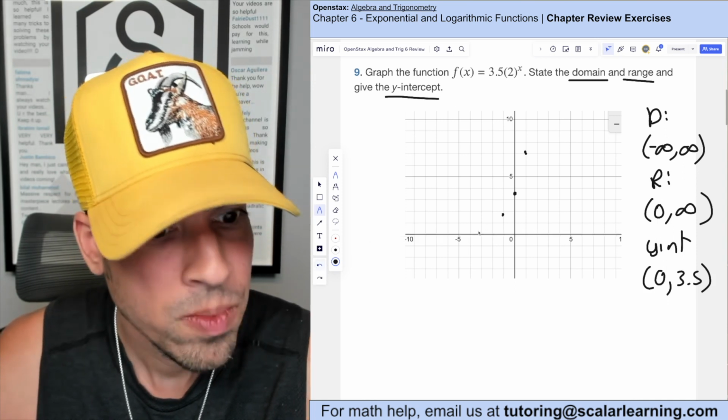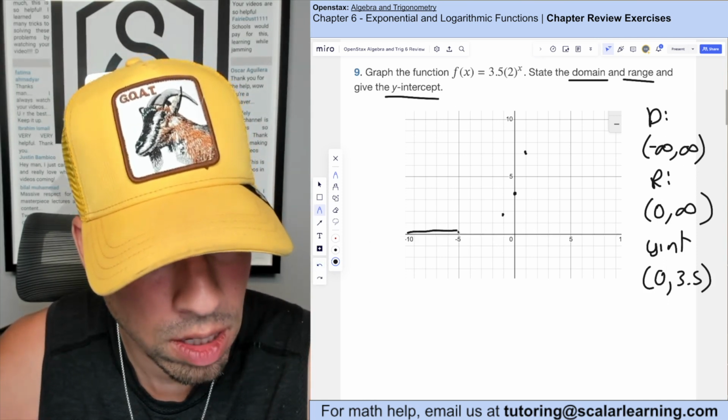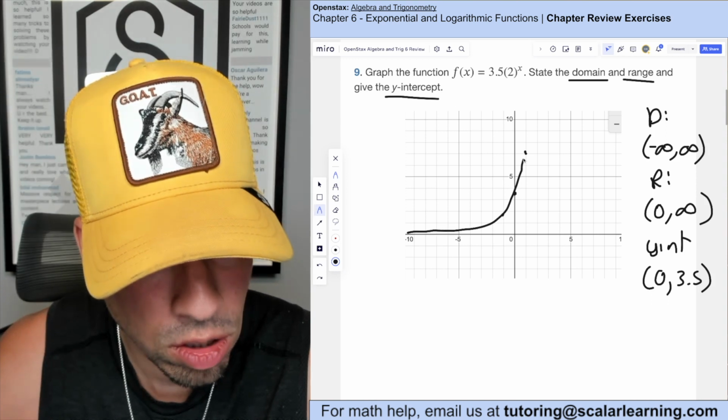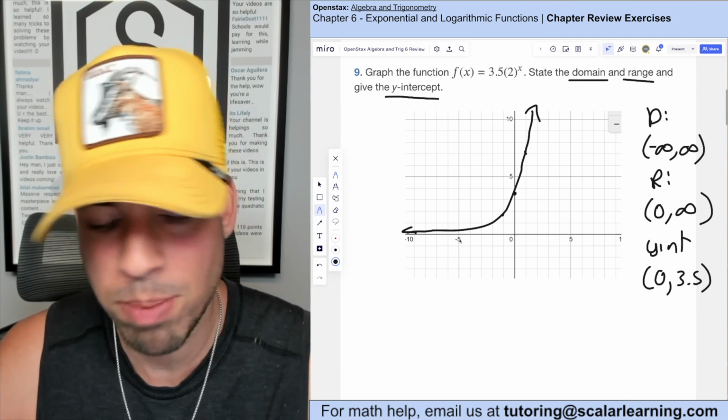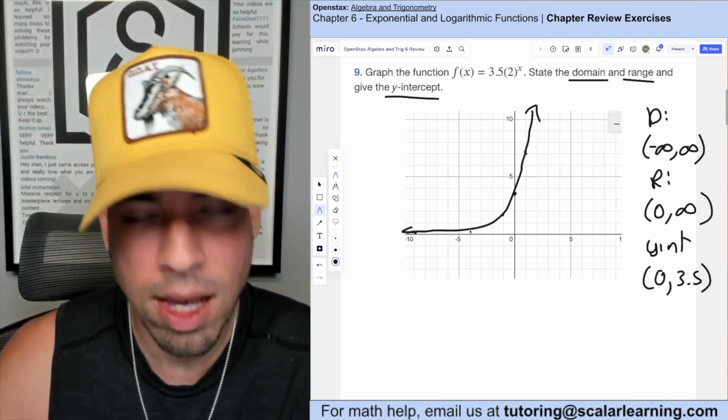y equals 0. So now we can plot the points together, connect the dots, and you see that it's going to go up and up and up to the right. It's going to hug that horizontal asymptote, basically the x-axis, as we go to the left. That's how you do it.